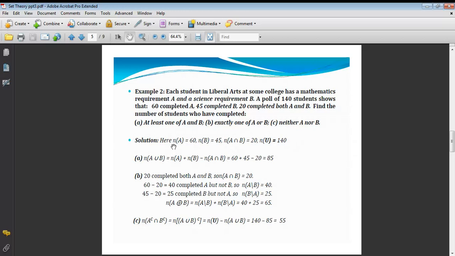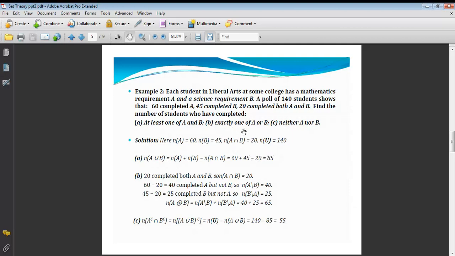The number of students who completed task A, n of A, is 60. n of B is 45. n of A intersection B is 20. And since a poll of 140 students was taken, that is your universal set, so the number of elements in the universal set is 140. Write down all the terms here. For the first part, at least one of A and B, those who have completed the task, the number of students is 60 plus 45 minus 20, that is 85.